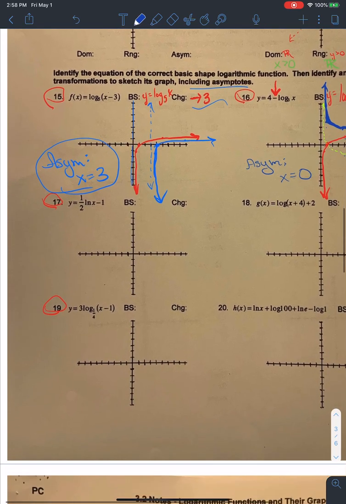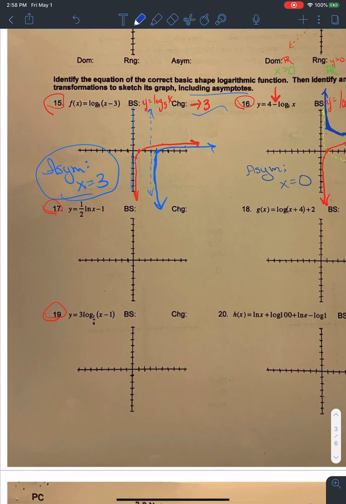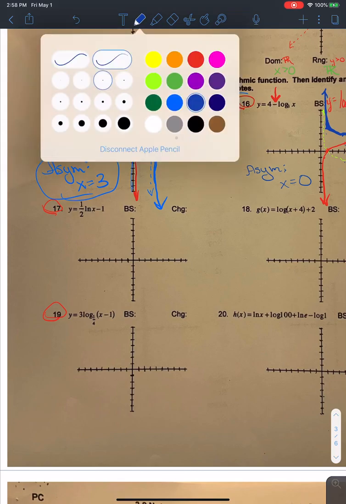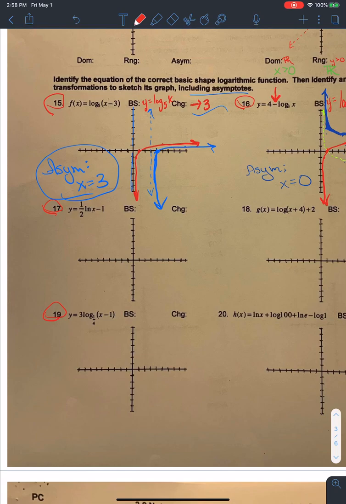Okay, let's look at number 17. If I were looking for a basic shape for this guy, I would say my basic shape is y equals ln of x. The changes that I think they did to that were two things. I think we have a vertical stretch of 1/2 because of this number sitting out front. And I think it looks like they shifted down 1.